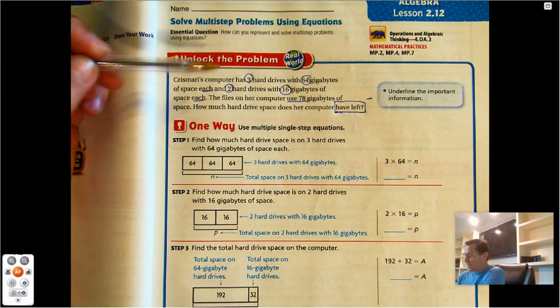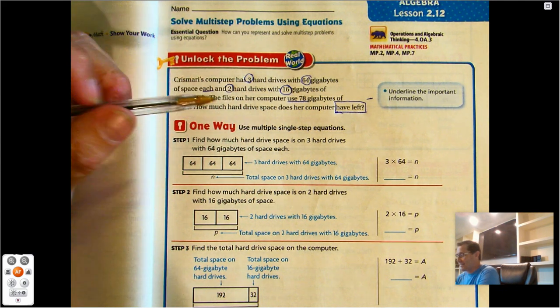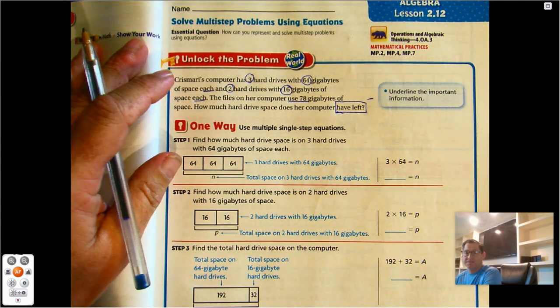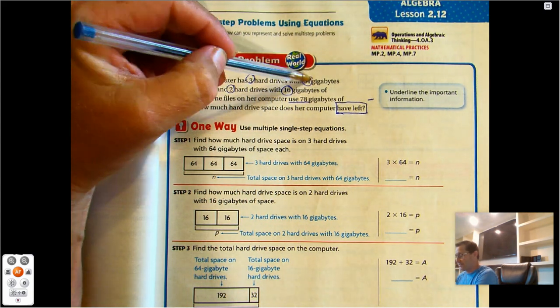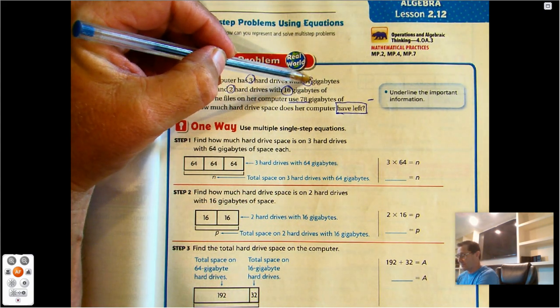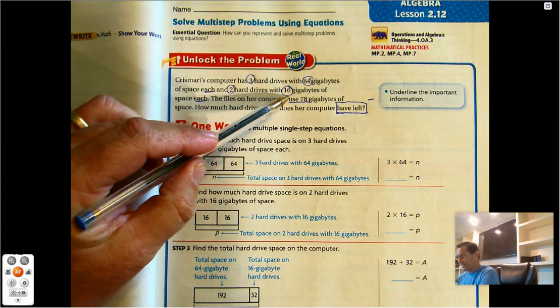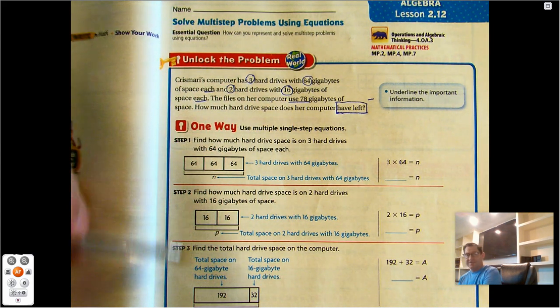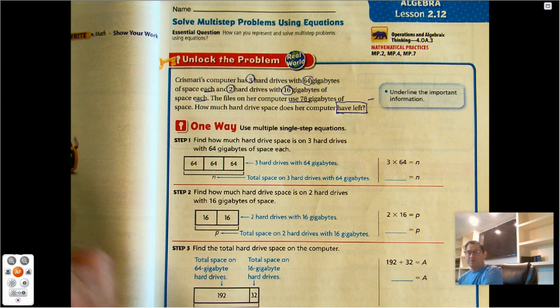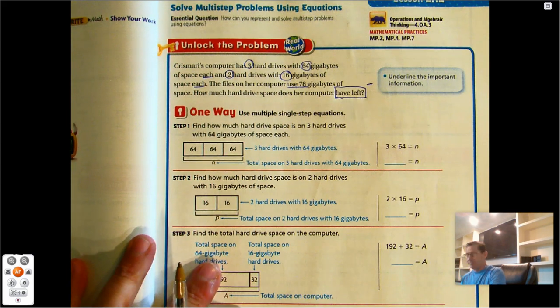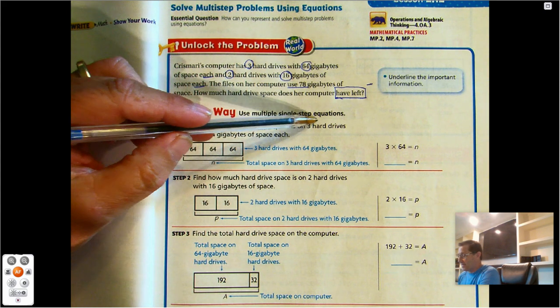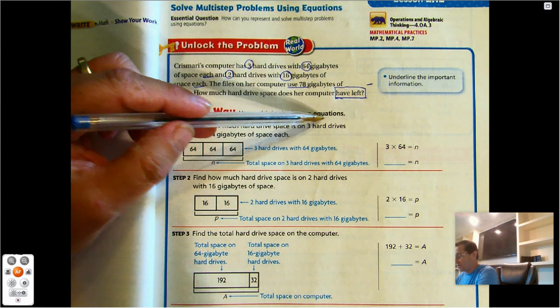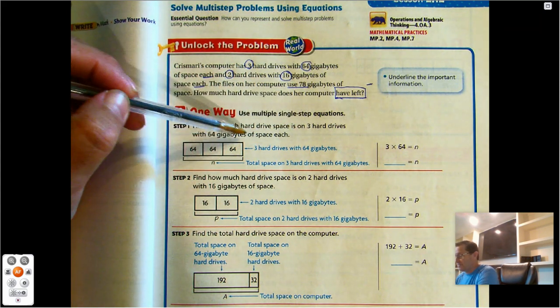So one way we can solve this problem is to use multiple single-step equations. In other words, I noticed that we have 3 hard drives with 64 gigabytes. We have 2 hard drives with 16 gigabytes. So if we broke those into separate equations, we'll eventually get to our answer. So let's see what happens here. So find out how much drive space is on 3 hard drives with 64 gigabytes of space each.